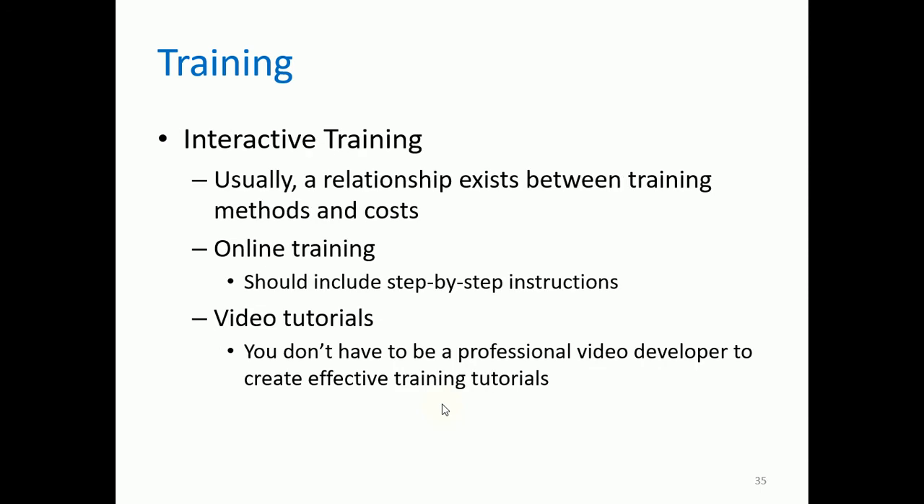And then we also have interactive training. Usually, a relationship exists between training methods and cost. So, for online training, it should include step-by-step instructions, or as much as possible, an image so that it will not be misunderstood because of a language barrier. And then you could also have video tutorials. You don't have to be a professional video developer to create effective training tutorials.